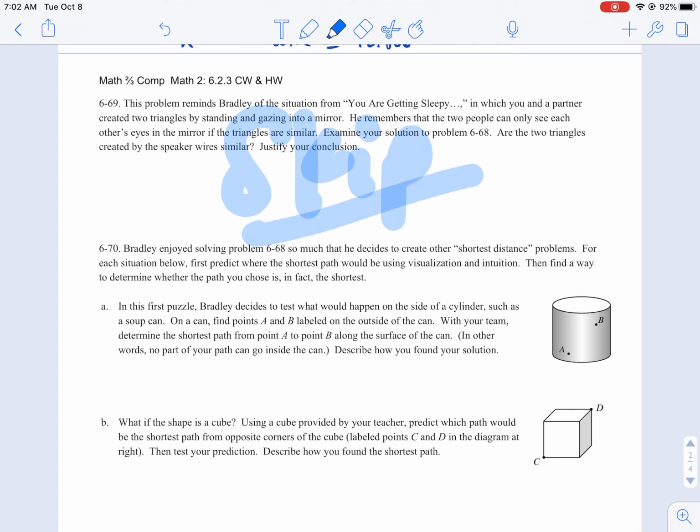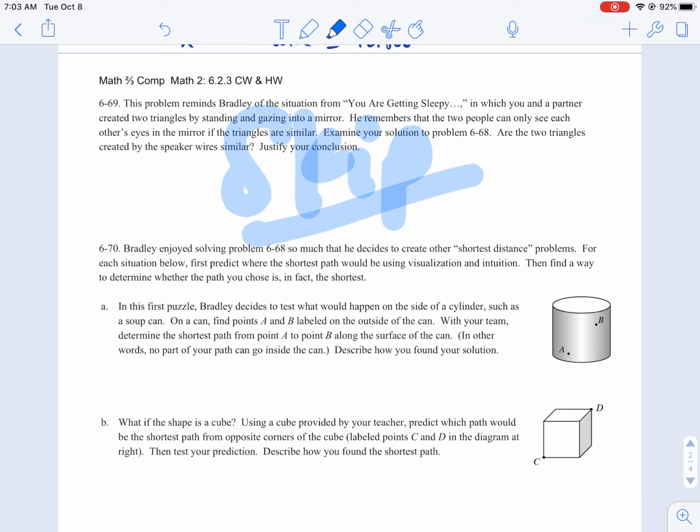Bradley enjoyed solving problem 6-80. For the first puzzle, Bradley decided to test what would happen on the side of a cylinder such as a soup can. Find points A and B labeled on the outside of the can with your team. Determine the shortest path from A to B on the surface. In other words, no part of the path can go inside the can.